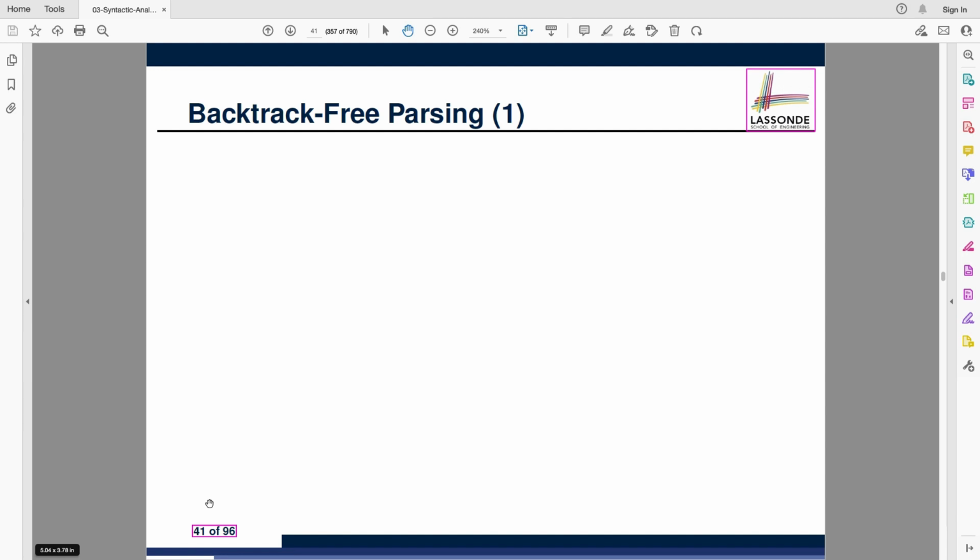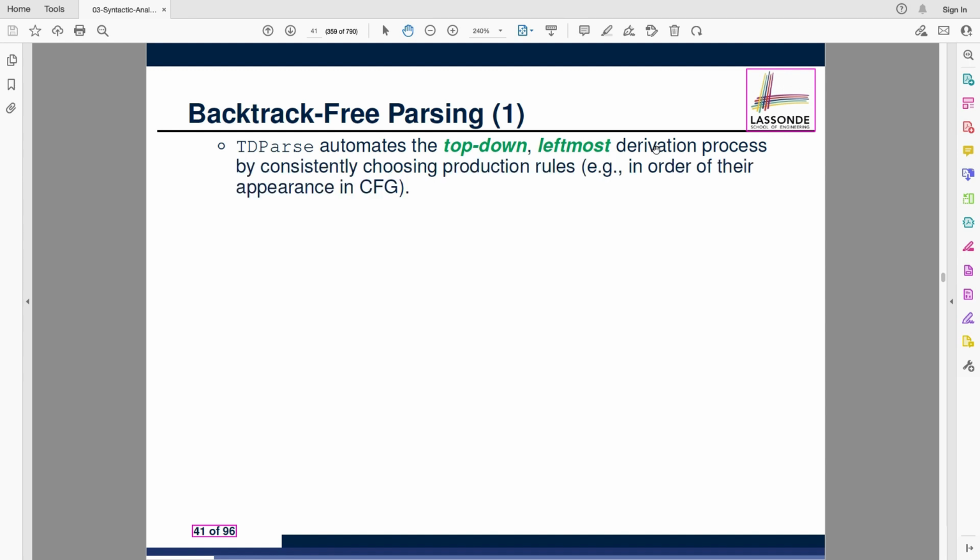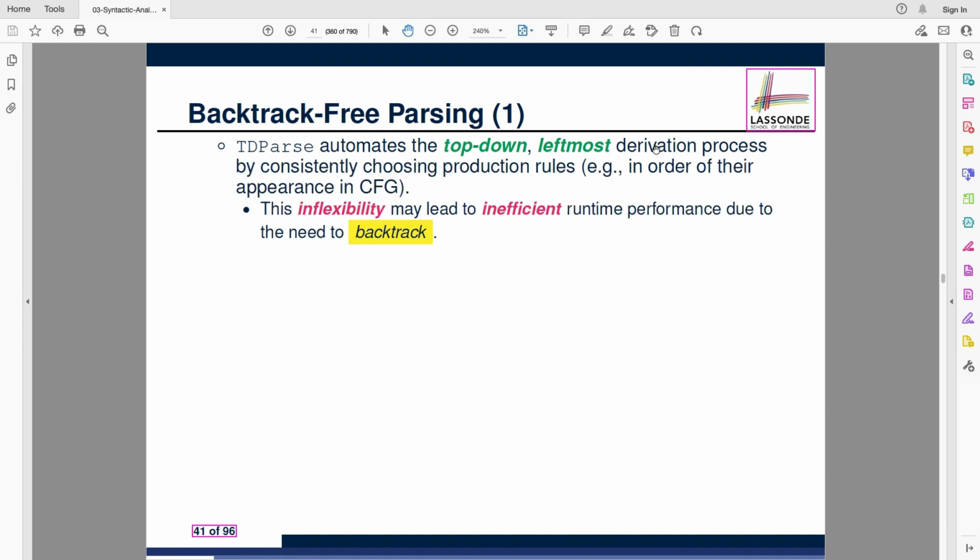But if you really want to do it for yourself, that's fine too. Okay? I'll be quite flexible with that. But let's talk about why. We just need some extension. So the TD parse that we spoke about last Thursday, that one will implement the top-down leftmost derivation. And I said leftmost because left recursive grammar will cause infinite loop. All right? And then very inefficient, especially with backtrack.